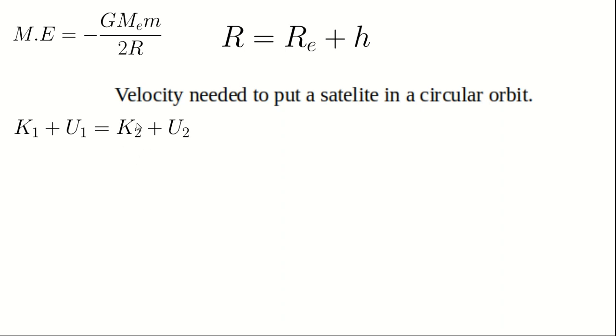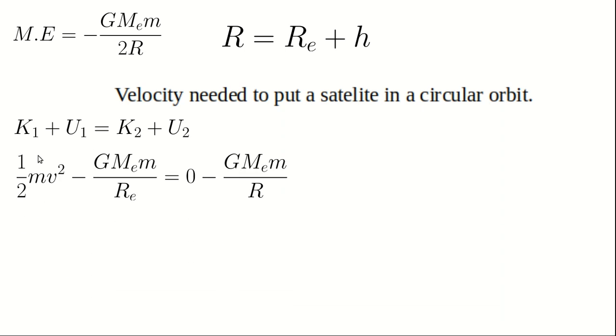The kinetic energy, when it is in the orbit, is 0. Why? Because it doesn't move past that orbit, so it becomes 0. The potential energy will take something of this form with the equivalent r. So half of mv squared minus the potential on the earth surface equals 0 minus the potential energy at that altitude, where r equals RE plus h.